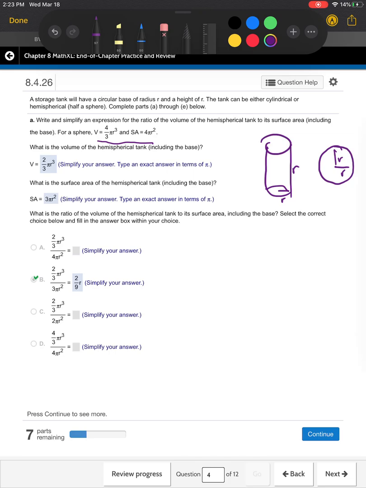For part A, it's asking us what's the volume of a hemispherical tank, so we're really just taking half of this tank. So we're going to do half times 4/3 pi r cubed. And we can distribute that half in. So we get 4/6 pi r cubed, which simplifies to 2/3 pi r cubed, which is how I got this answer here.